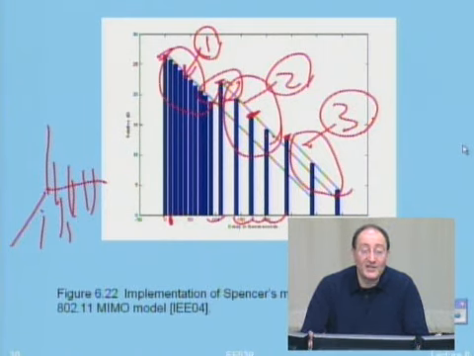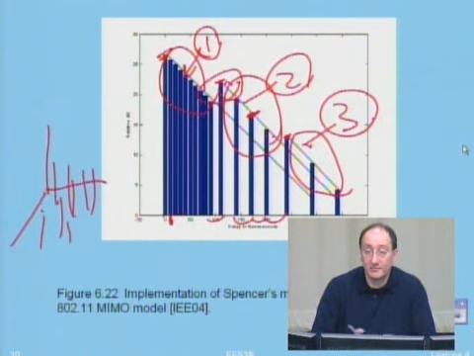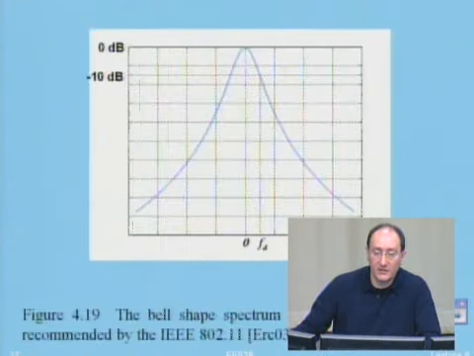What is good about it, now I can use it for what? MIMO. For performance evaluation of MIMO systems. Because they need the angle of arrival.